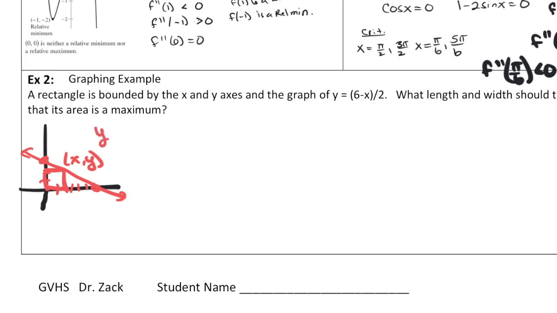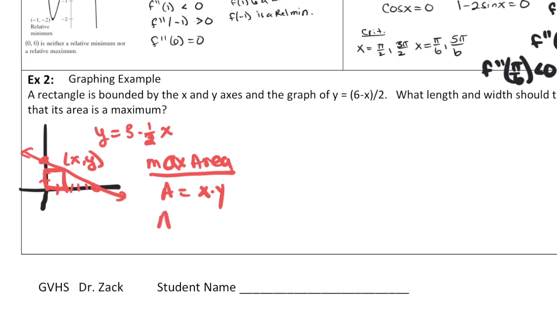If you need to rewrite your function, y equals 3 minus 1/2 x, and then we're going to figure out that we want to maximize the area of that rectangle. Notice I chose an arbitrary point, x, y, so that the area would be x times y. And if I use my function, y equals 3 minus 1/2 x, to replace the y value, I now have a one variable expression to represent the area.